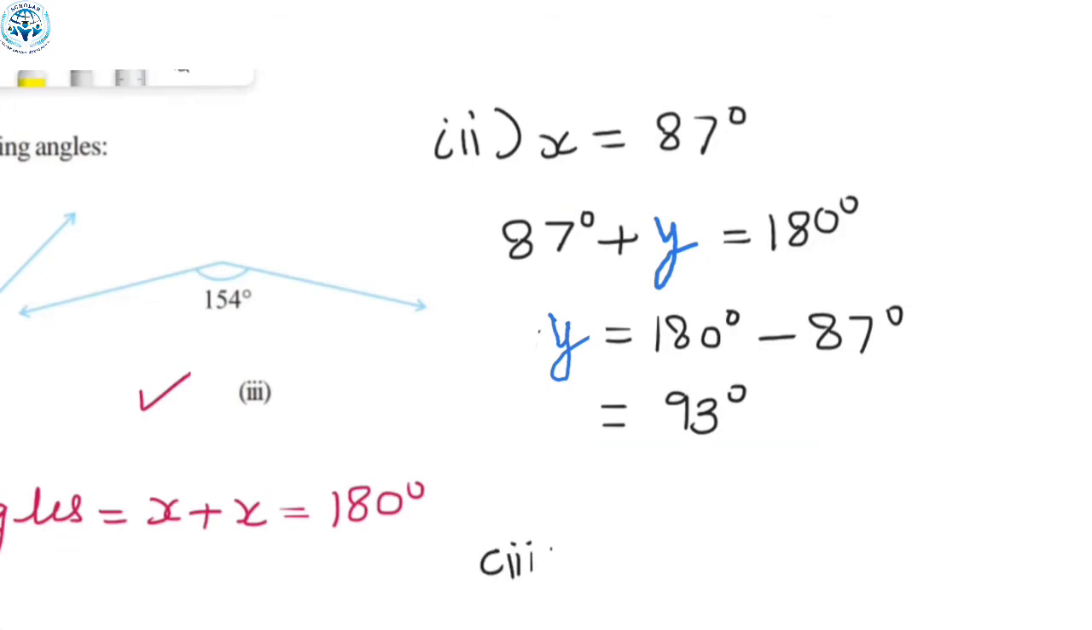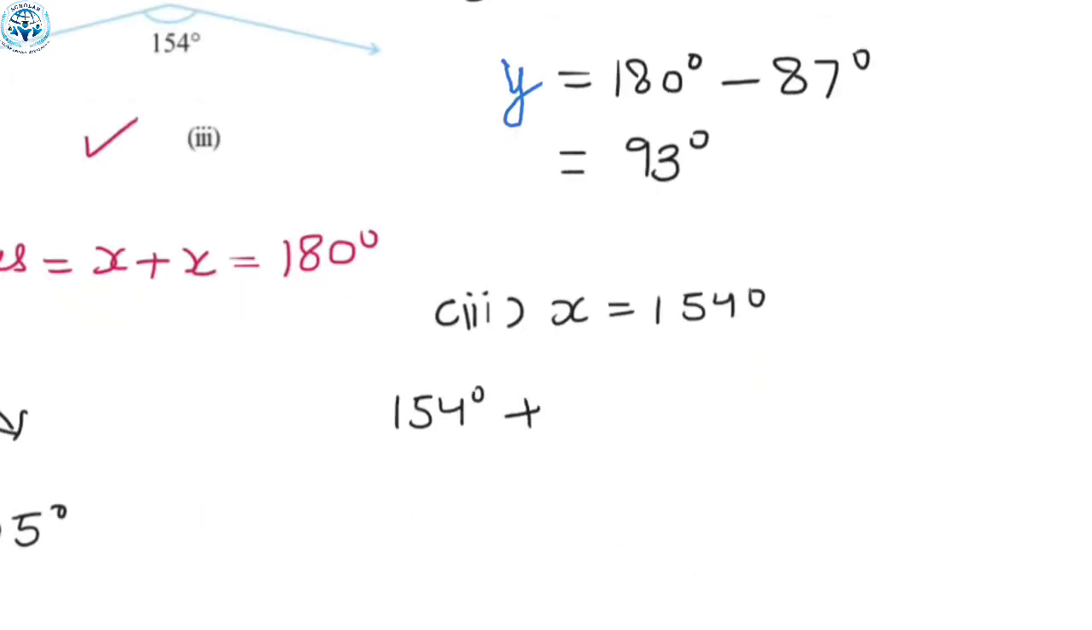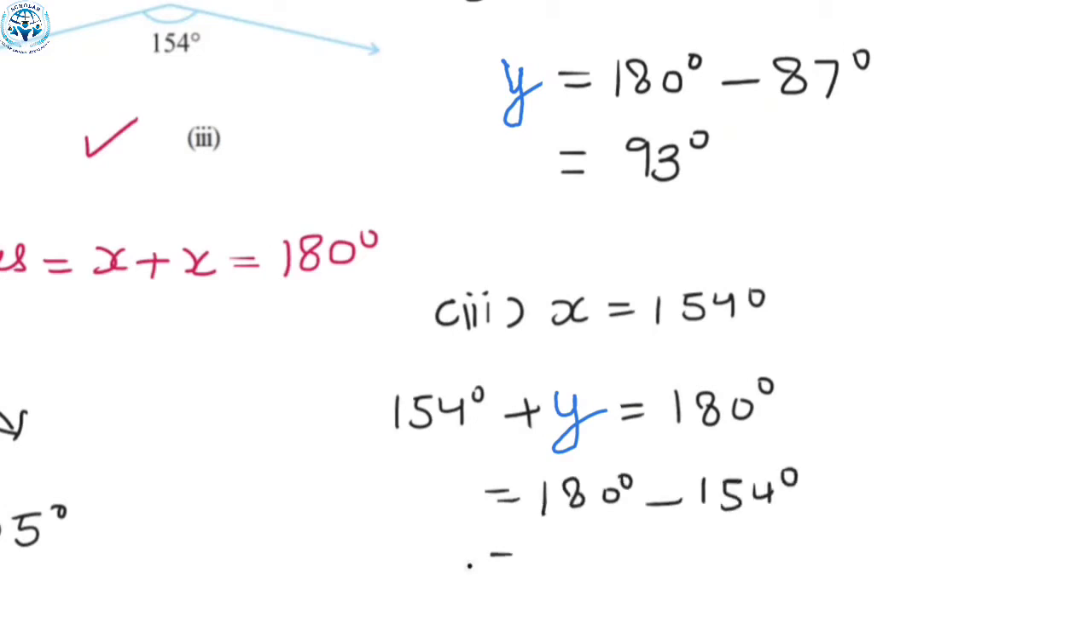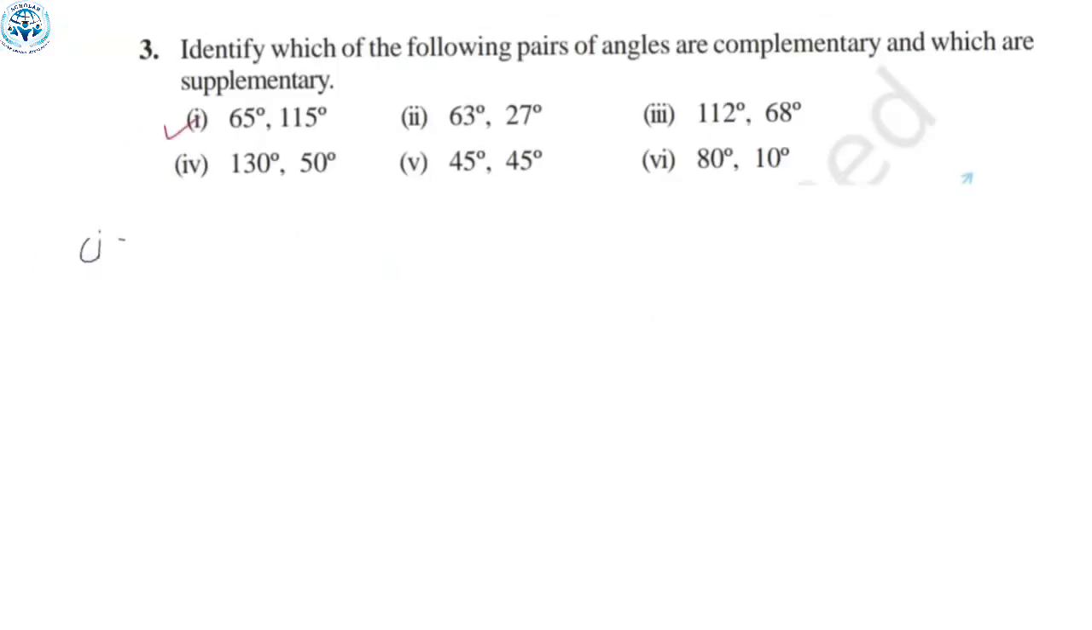Now proceed with the third one. The value of x is given as 154 degree. We have to find out its supplement. The process is same. We will subtract 154 degree from 180 degree and we will get the value of y as 26 degree. It is the supplement.